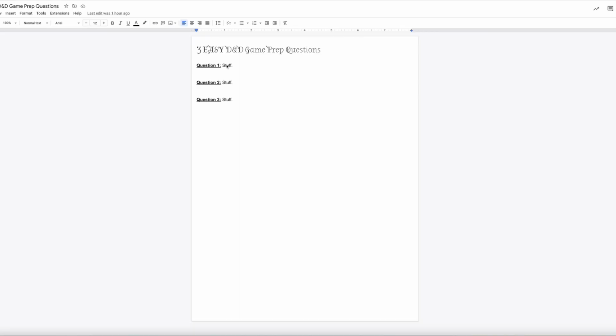So the thing that I have set up right here is 3 easy D&D game prep questions. The very first one is, who is the antagonist for this leg? What does that mean? Well, who is going to be the adversary to the players? That could be a big bad evil guy. That could also be nature. That could be survival. That could be interplanar travel. The antagonist does not always have to be a figure, but it has to be what is going to cause the players to find adversity.